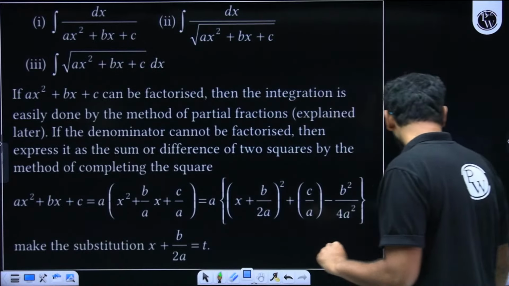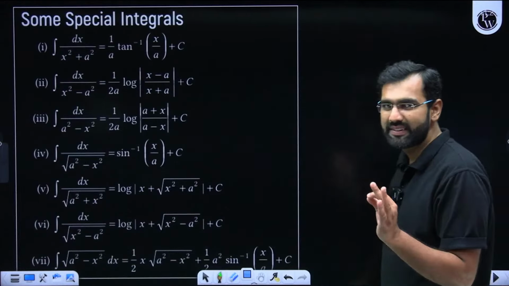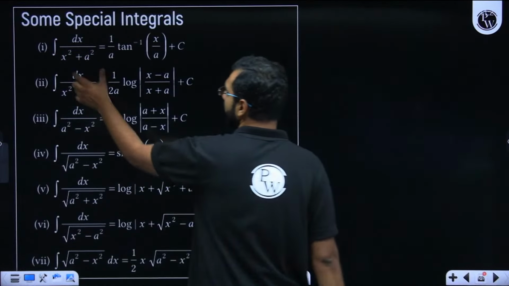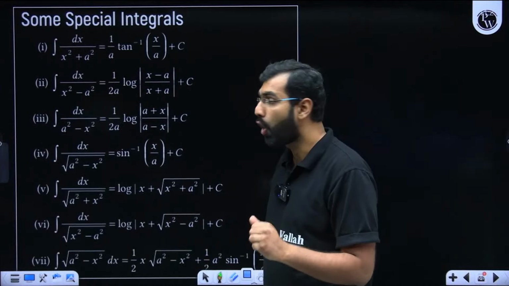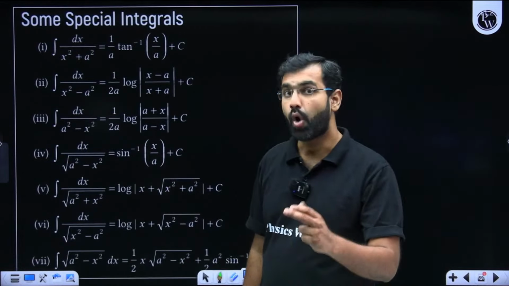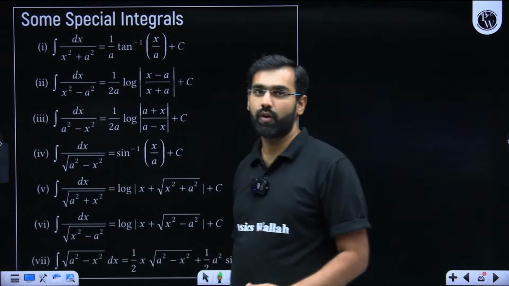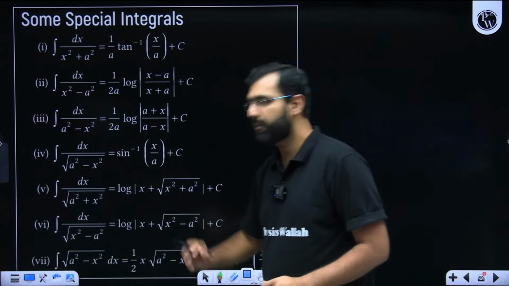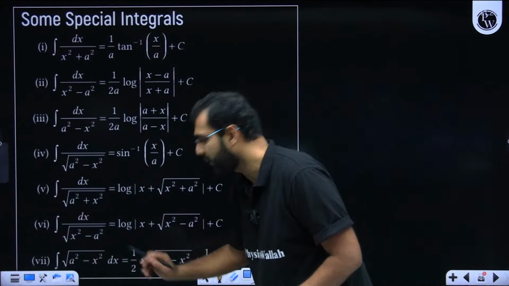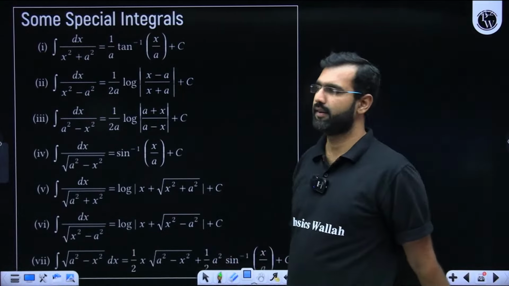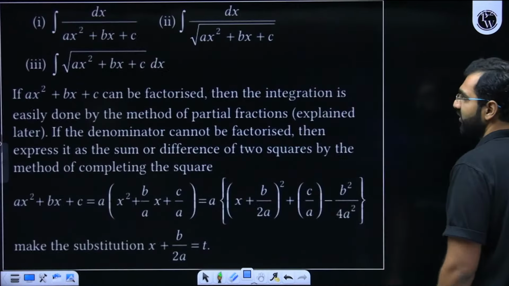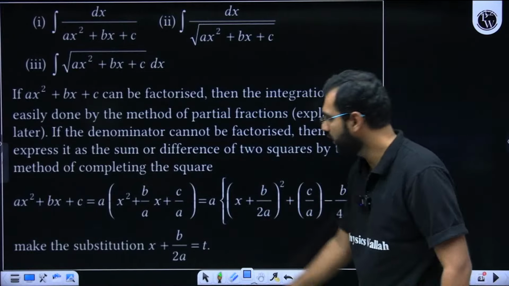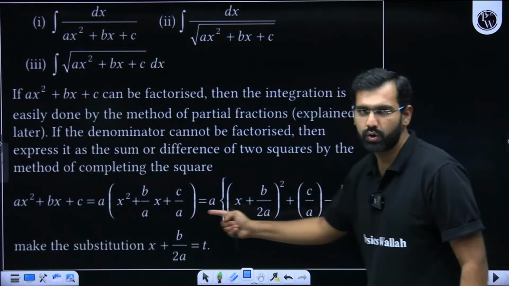And the moment you convert it into a perfect square, you will see it getting converted into either x square plus a square form, or x square minus a square form, or a square minus x square form, or under root over a square minus x square, or under root over a square plus x square, or under root over x square minus a square, or anything like that. So these quadratic versions are not different or special. You just got to convert them into a perfect square.